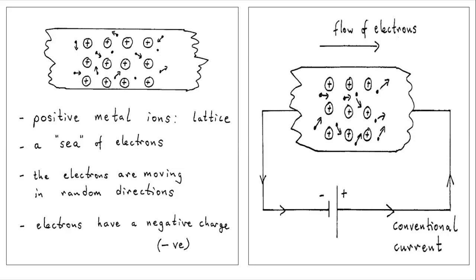If we then, on the right-hand side, put a battery, a cell in position, then the electrons are still moving at random, but there's a flow of electrons towards the right-hand side, as I've indicated, towards the positive of the battery. But don't forget, and I'll come back to this point in due course, conventional current is in the opposite direction to the flow of electrons.